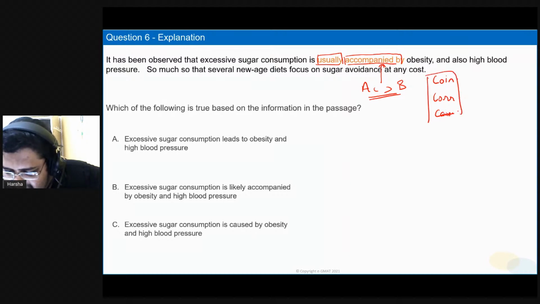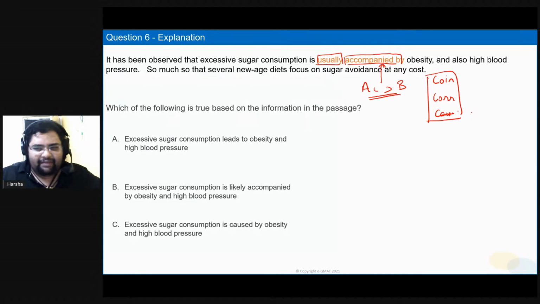Now, when you see the word "accompanied by," that is only coincidence. Coincidence simply means two things happening at the same time. There need not be a single link between these two events. No link. It's just coincidence that A happened at the same time B also happened.